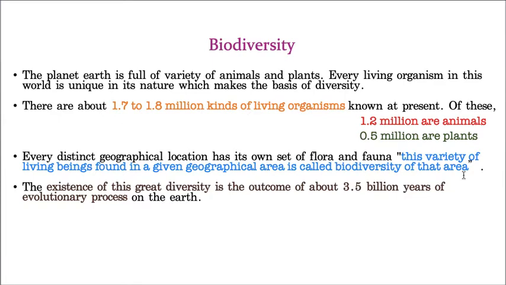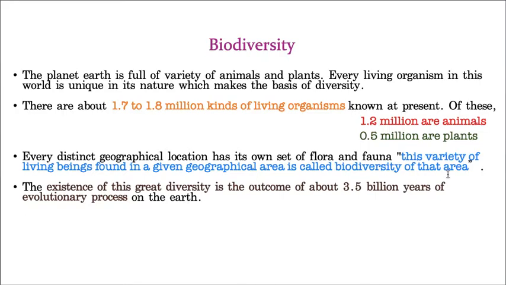Let us take one example. Mumbai. In Mumbai, some animals are there, like some dogs, some cats, some birds like parrots and pigeons, and some human beings. That means different types of organisms are present in that particular geographical area, Mumbai. And that variety of living organisms present in that particular geographical area is called the biodiversity of that area. Hope you understood.